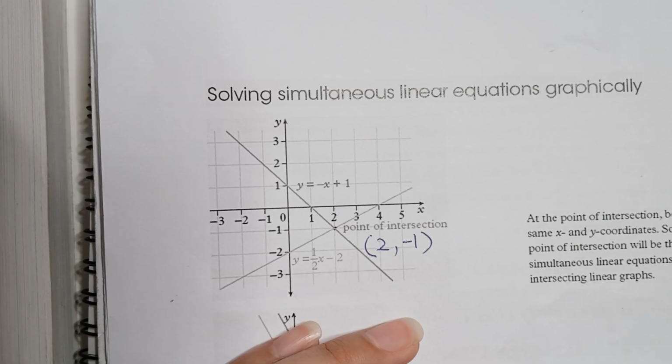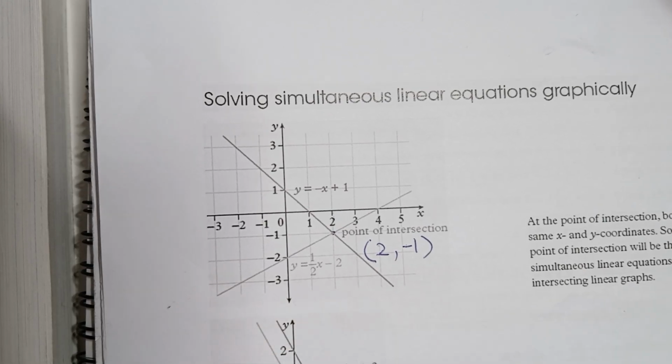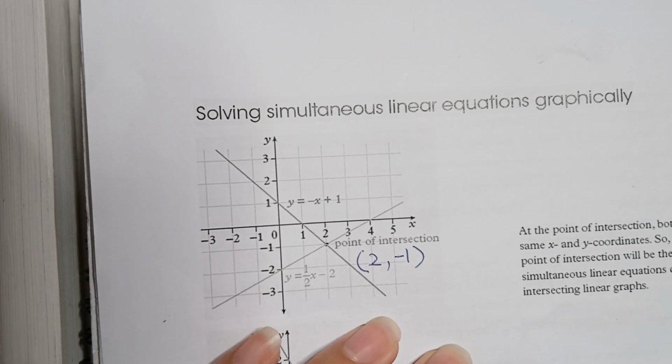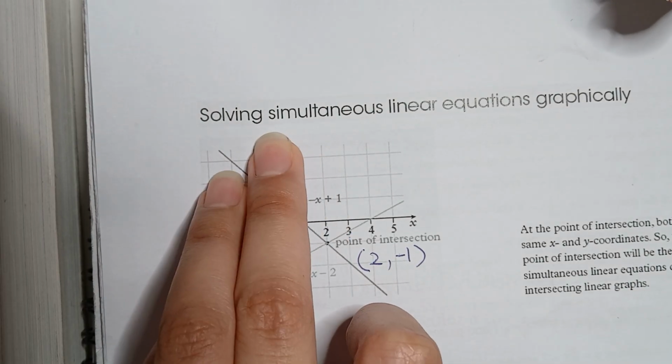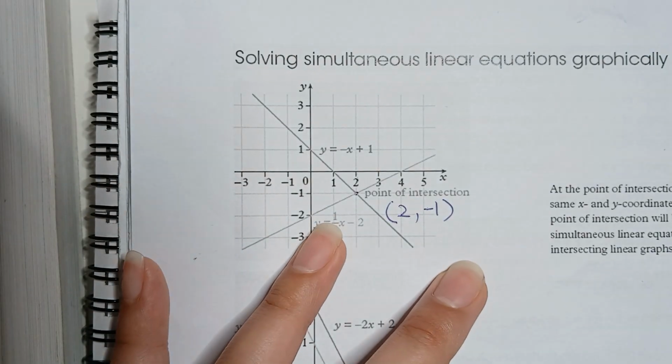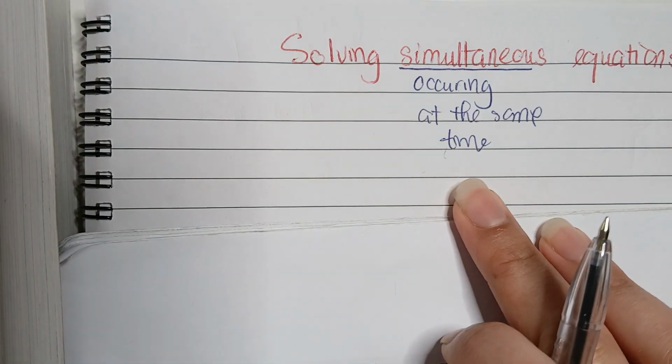Hi class, so we will be moving on to 4F first before we do 4E. And for F, our learning intention will be solving simultaneous linear equations. So what does it mean by simultaneous? It means that it's occurring or happening at the same time as something else.